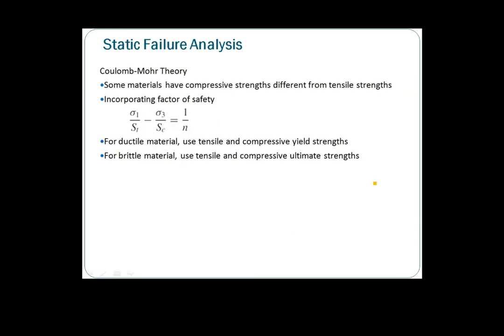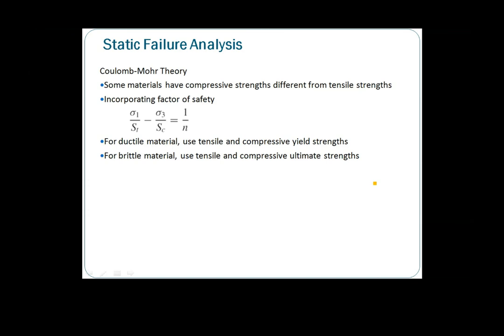If you have a different compressive strength and tensile strength, then we have to use Coulomb-Mohr. Whether it is a ductile material or brittle material, you can also use Coulomb-Mohr.